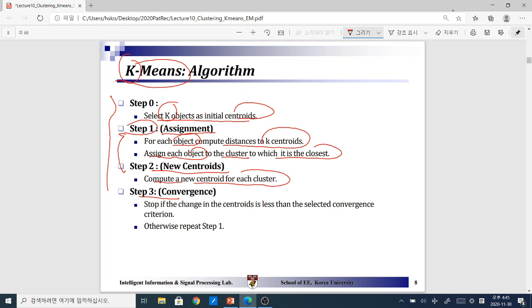until convergence takes place. So that is, the change in the centroids is going to stop if it is less than, say, a selected convergence criterion. Otherwise, this is going to go to step one again, and this is going to be repeated.